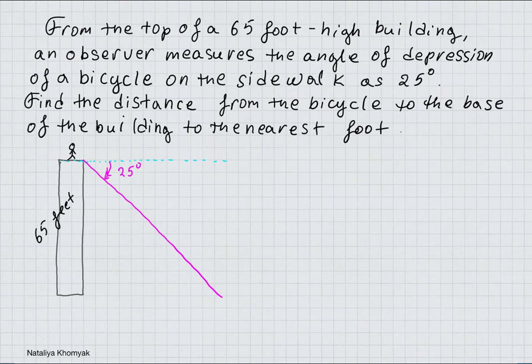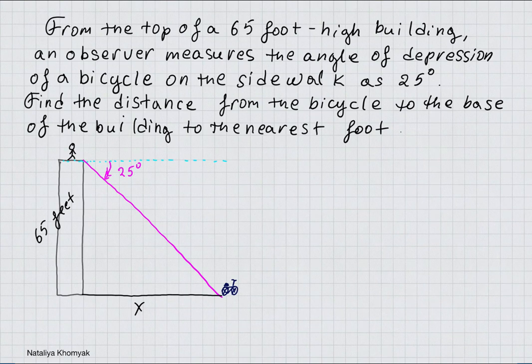So somewhere on this side there is a bicycle. And we need to calculate the distance from the base of this building to the bicycle. So let's call it an x. There are two ways of figuring out the angles on the inside of the triangle.